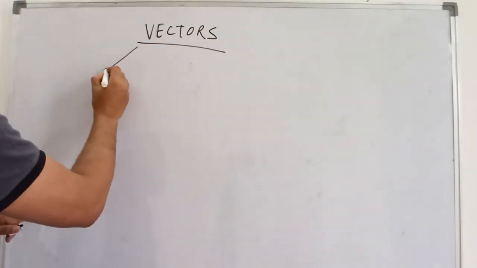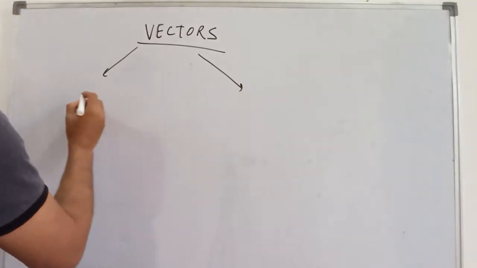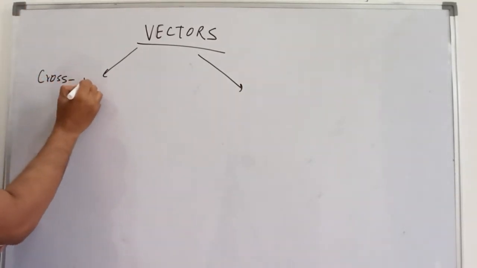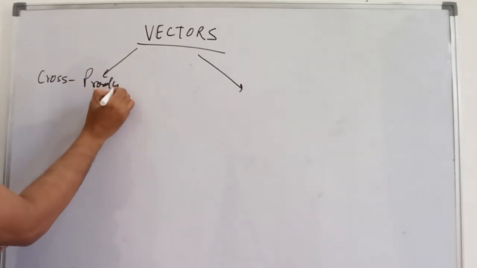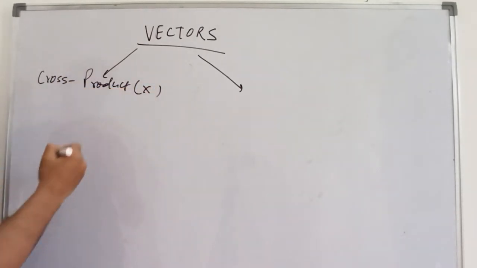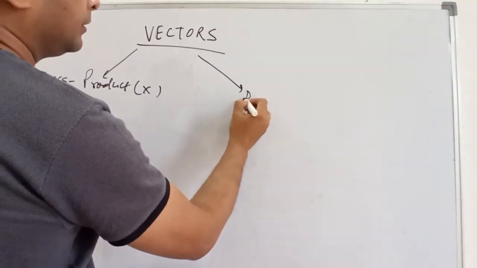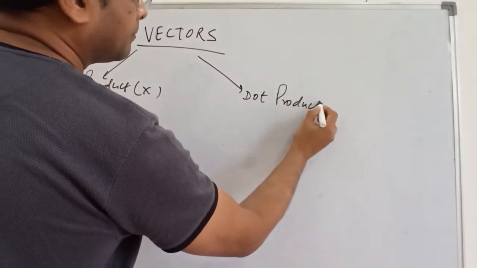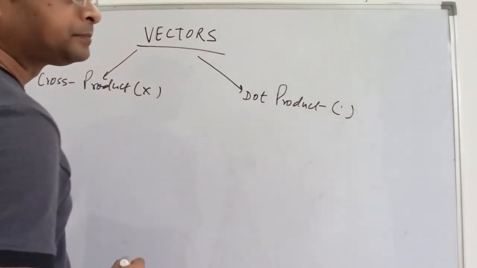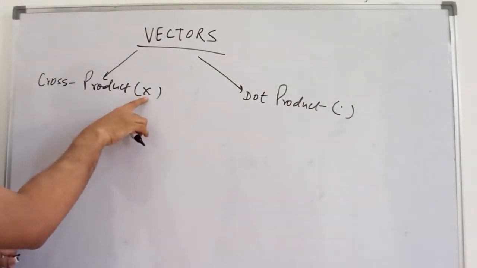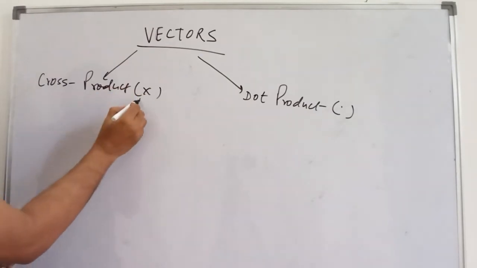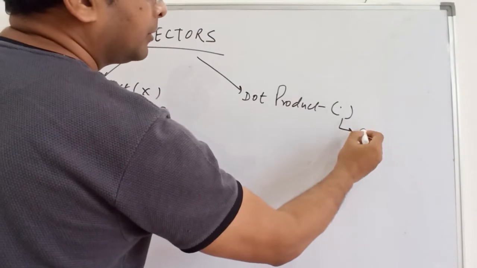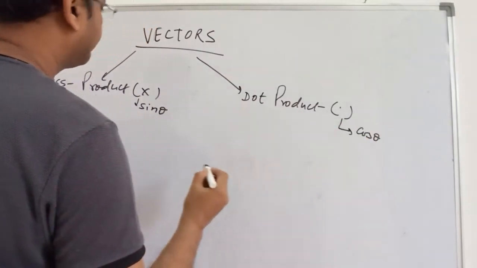Vectors is divided into two parts. One is called cross product, where we use a cross. Second one is dot product, where we use a dot. When we remove the cross, we write sin theta. And when we remove the dot, we write cos theta.